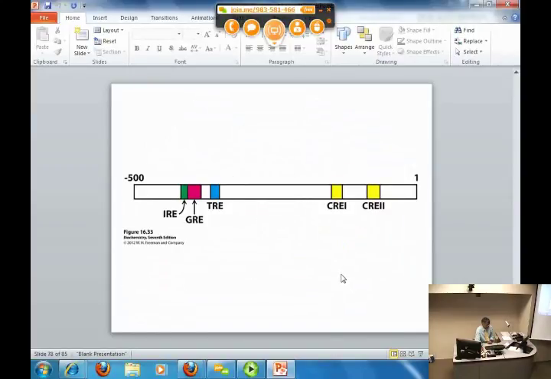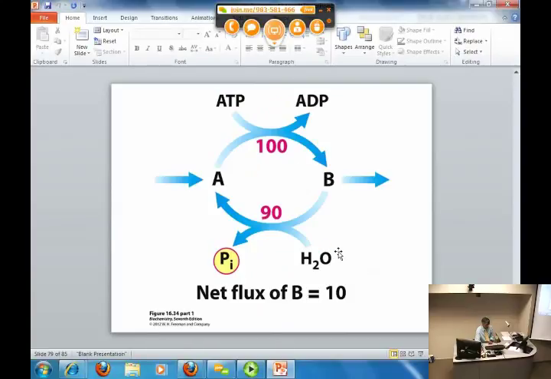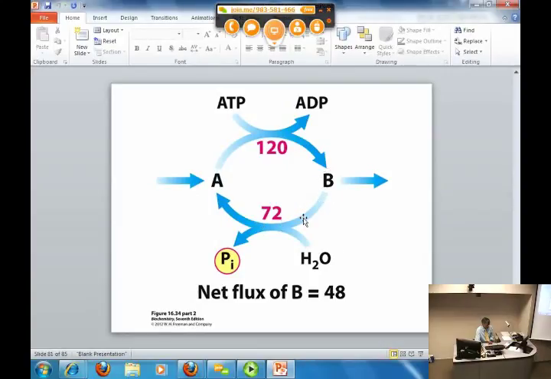Again, these are the gene expression, transcription factors binding to transcribe the gene. And these ATP and ADP ratios and net flux, and how many ATP molecules are formed, some of the calculations for that too. Comparing A to B and B to A: A to B, 120 molecules, and B to A, how many? 72 molecules are used. So the net flux of ATP is 48 molecules.